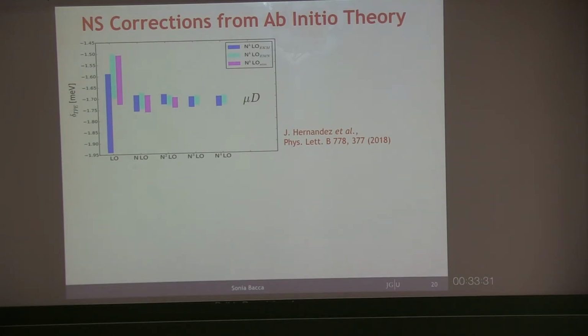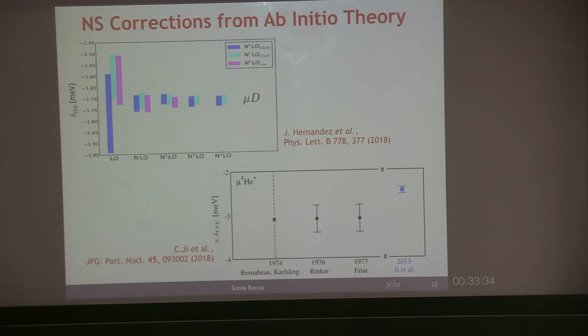The other example I wanted to show you is for muonic helium-4. So that's 4 nucleons instead of 2. It's a bit more complicated. And what this plot shows you is that the use of ab initio theory allowed us to reduce the uncertainty on this two-photon exchange part, which is a game changer for the experimentalist.